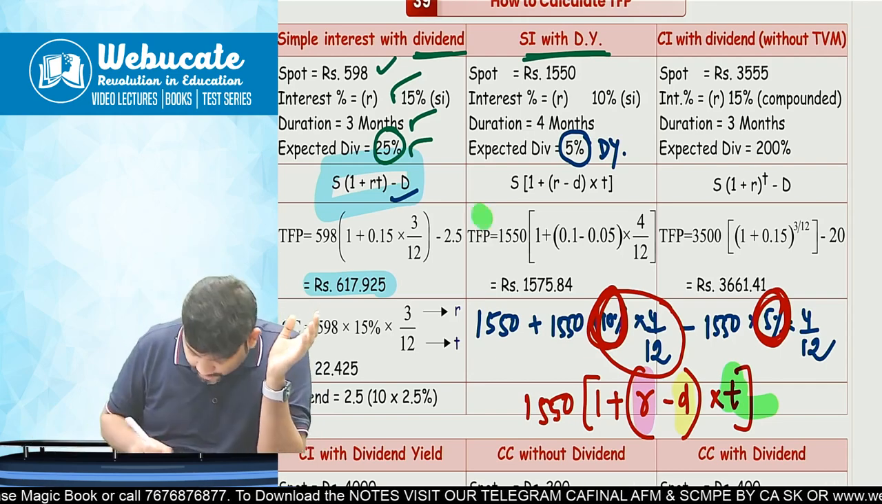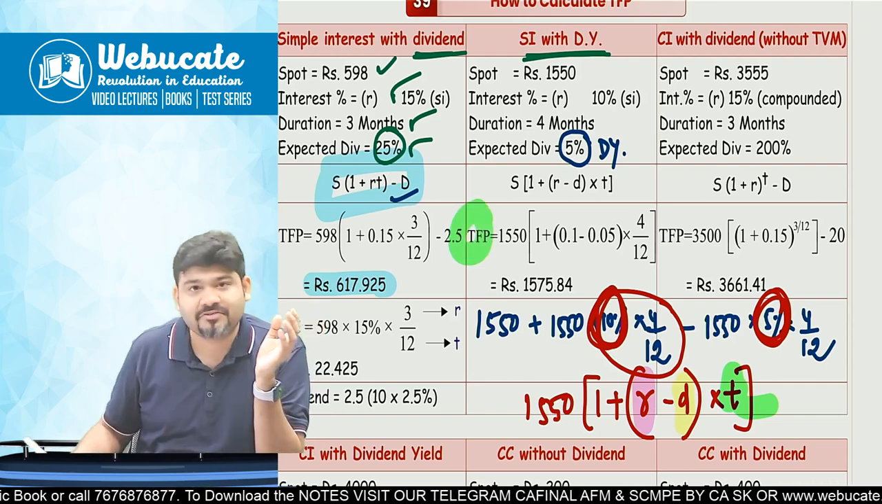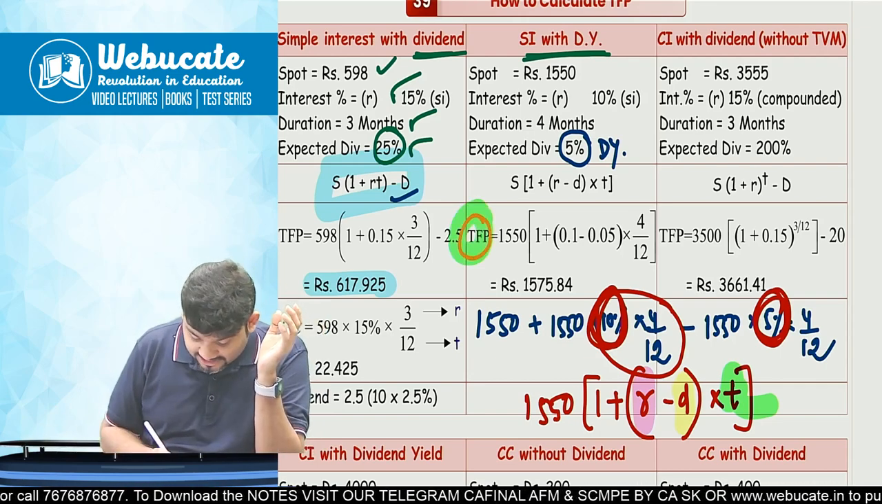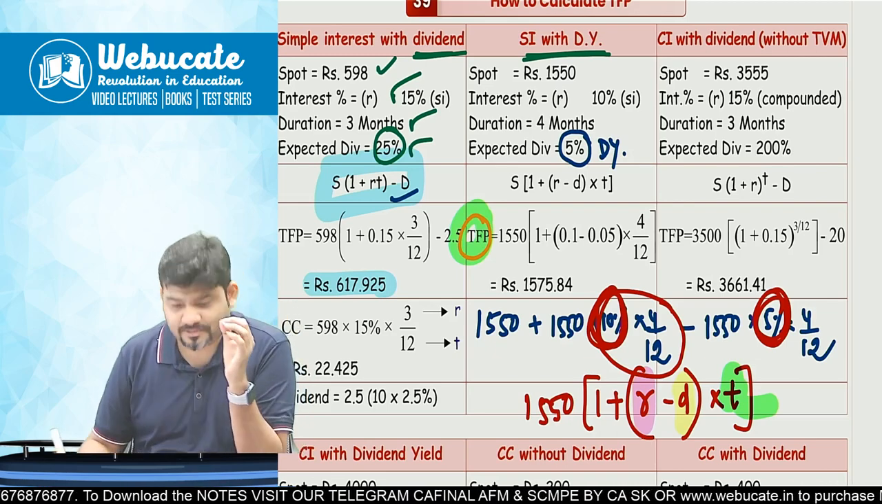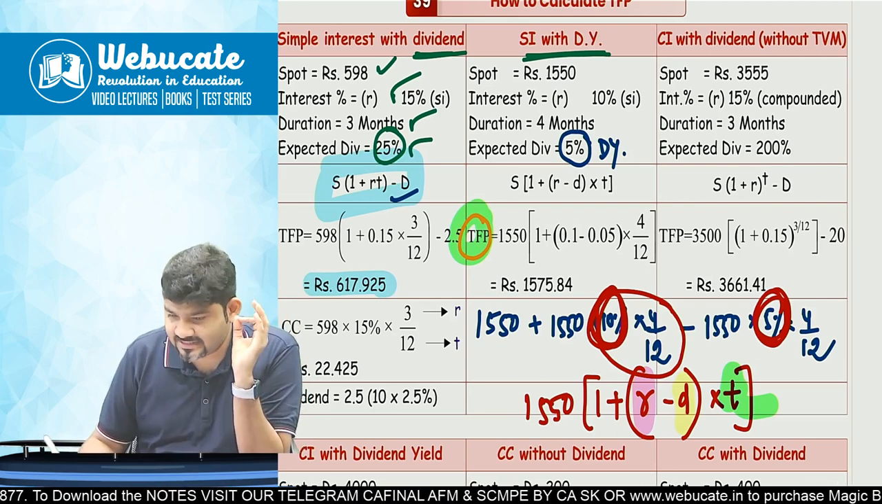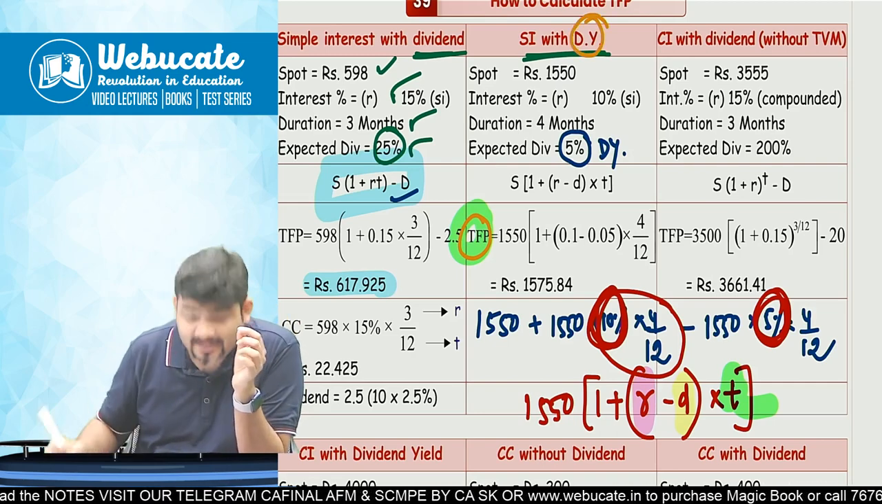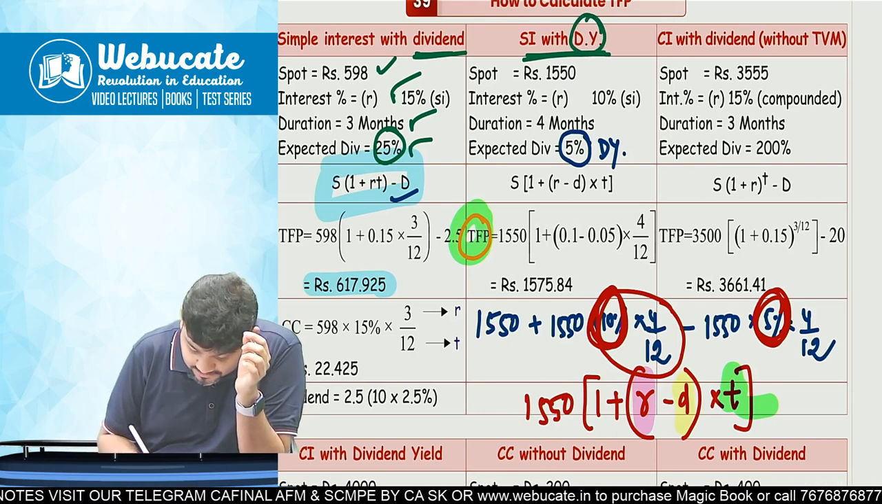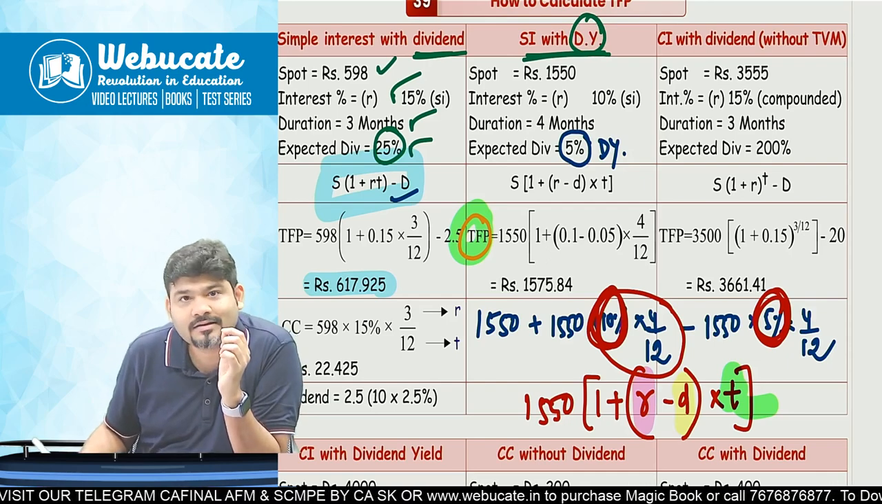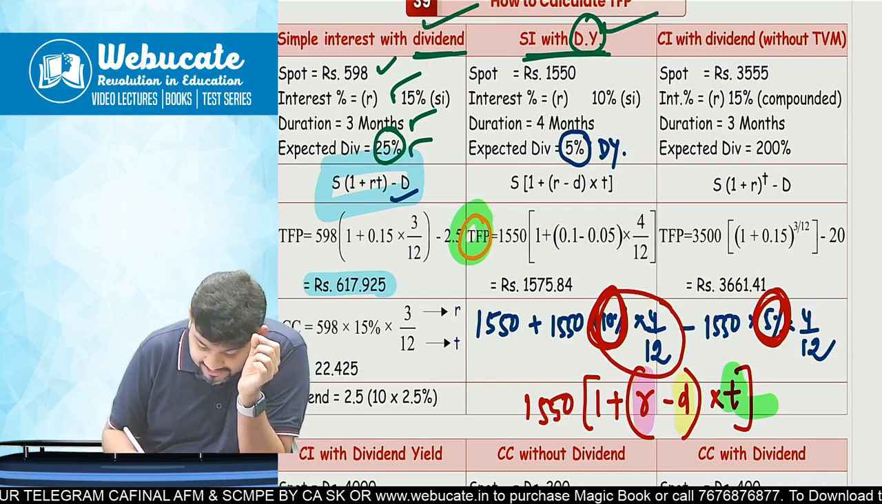And that's what your theoretical future price calculation says. Simple interest, but with dividend yield. So this is with absolute dividend. This is with dividend yield.